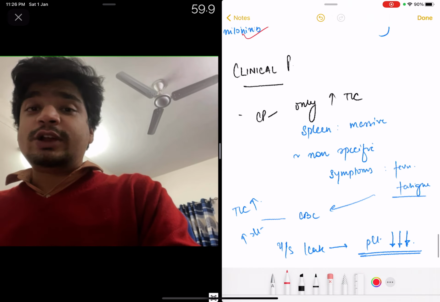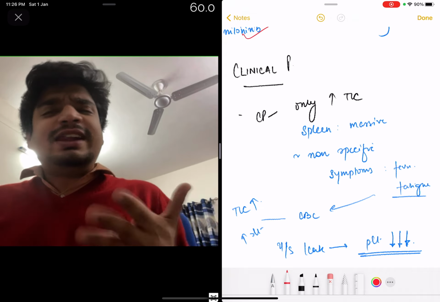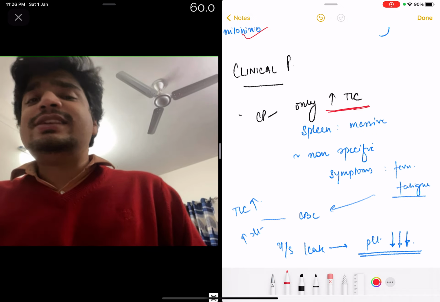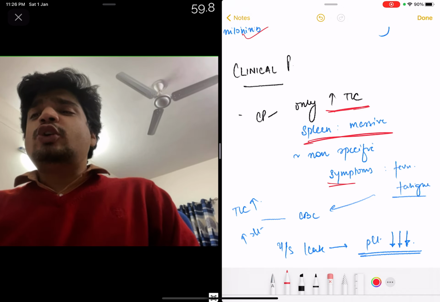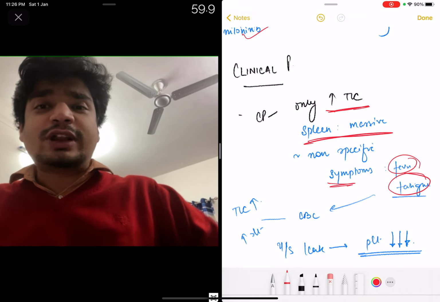What is the clinical picture like I told you? Initially in the chronic phase, you will have just vague non-specific symptoms. It's just one type of hyperplasia that is happening. There is no dysplasia. So they will have increased TLC, they will have a massive splenomegaly, non-specific symptoms like fever, fatigue, sometimes no symptoms at all. It just gets picked up on a random CBC.